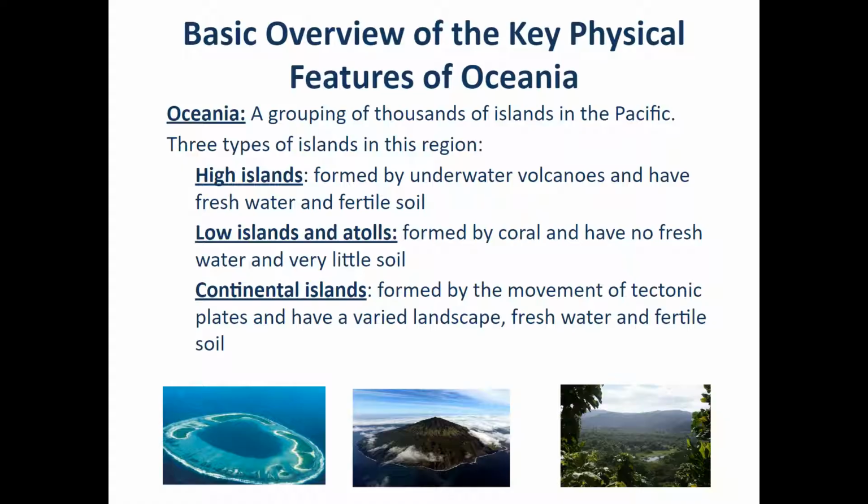So high islands would be volcanoes that are sticking up. You can see that right down there in the middle. Low islands and atolls. And actually, if you look over here, this is an atoll on the bottom left. And those are very cool. We're going to talk about those. Just really, really interesting. And they don't generally have a lot of fresh water, and they don't generally have a lot of soil. And that makes some sense, right? If you look at that thing, it probably doesn't have a lot of soil, right? And then continental islands. These are formed by the movement of tectonic plates. They're going to be much bigger.